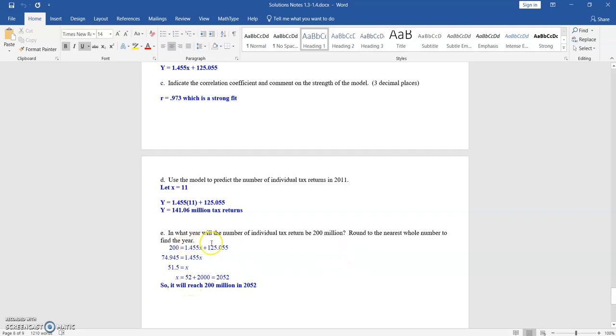You're wanting to know what year, so it's not year 52, and remember that your years were the number of years since 2000, so I added 2000 here. If it were the number of years since 1980, I'd add 1980 here. So 52 plus 2000 would be the year 2052. So it's going to reach 200 million in the year 2052, okay?